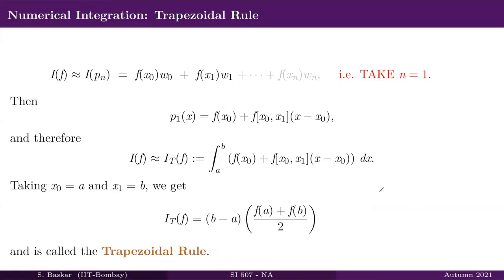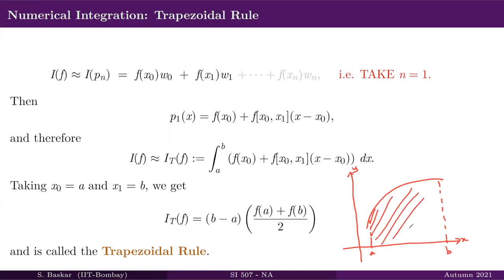The geometrical interpretation of the trapezoidal rule is very similar to the rectangle rule. If you recall, suppose we are interested in finding the integral of the function f of x whose graph is like this, and we are integrating between a and b. Then we want the area under the graph of the function f of x between the two lines x equal to a and x equal to b, right?